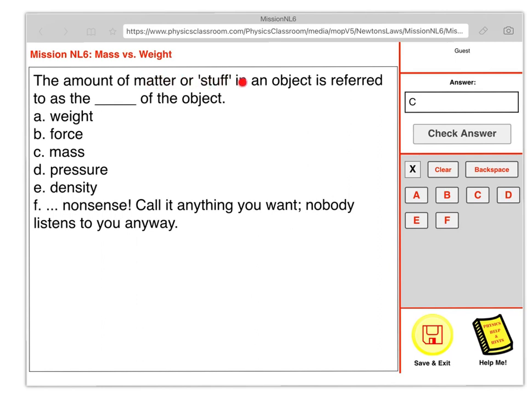So 2 ways to think about mass. It's the amount of matter or stuff in an object. It's also inertia, or its resistance to change in velocity. So anyway, the amount of stuff would be the mass. Let's try that.